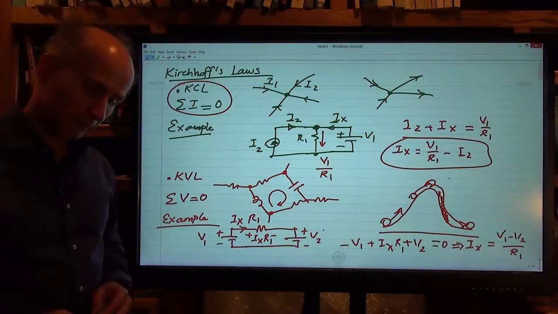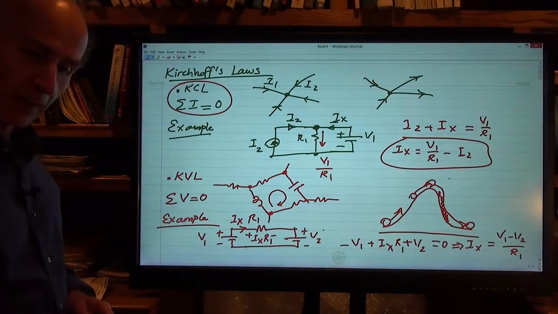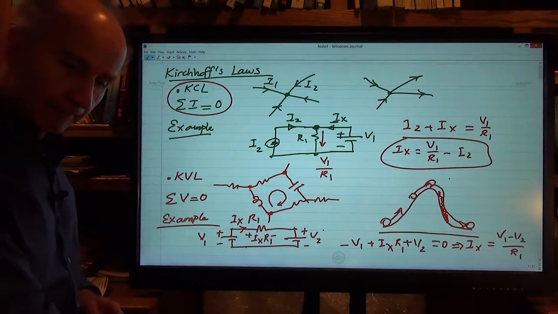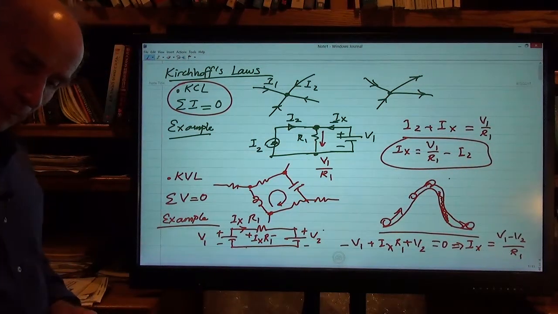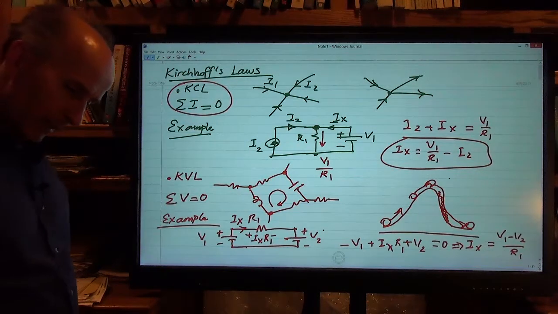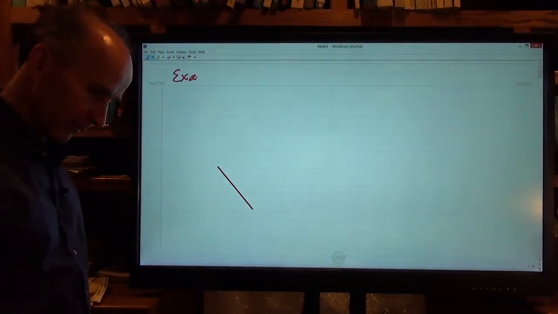Well, let me give you one more example of using KVL. Okay, so I'll insert a page and I'll add another example here.